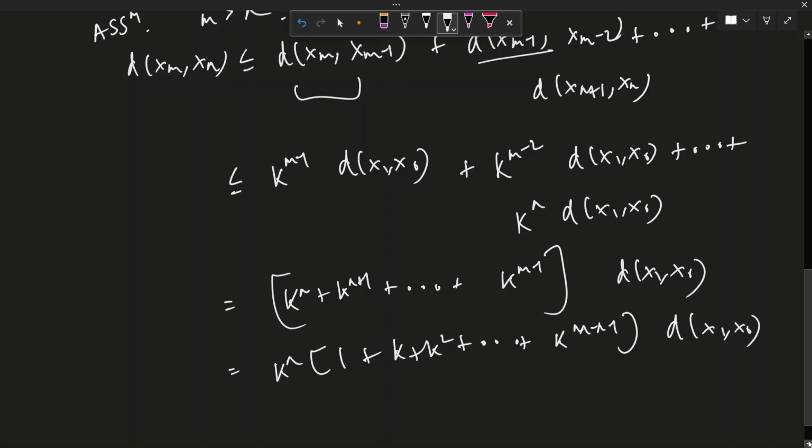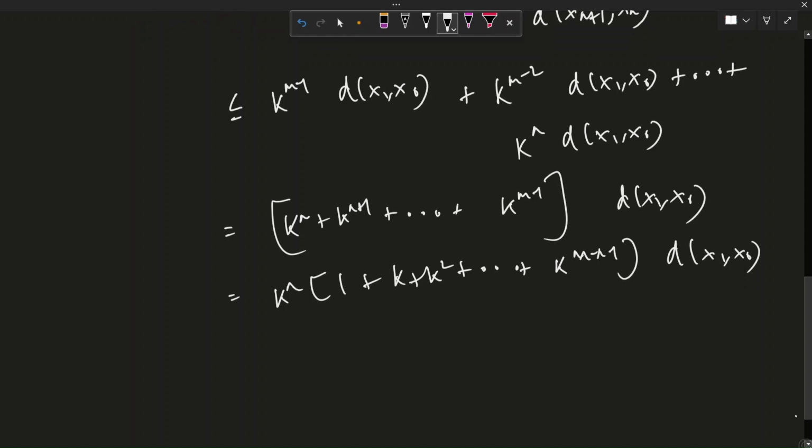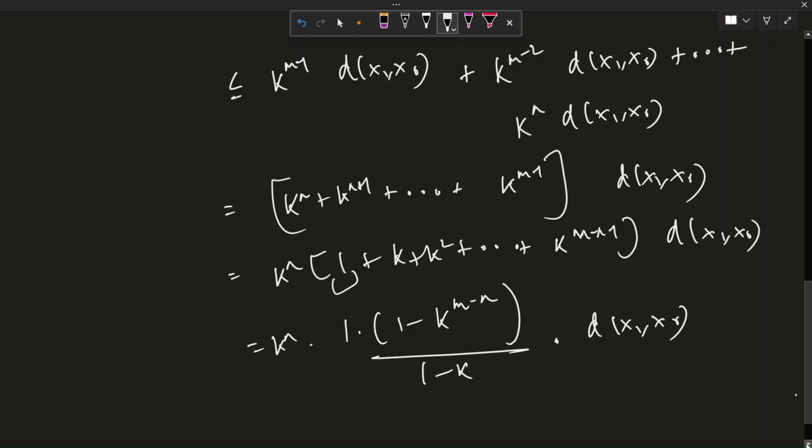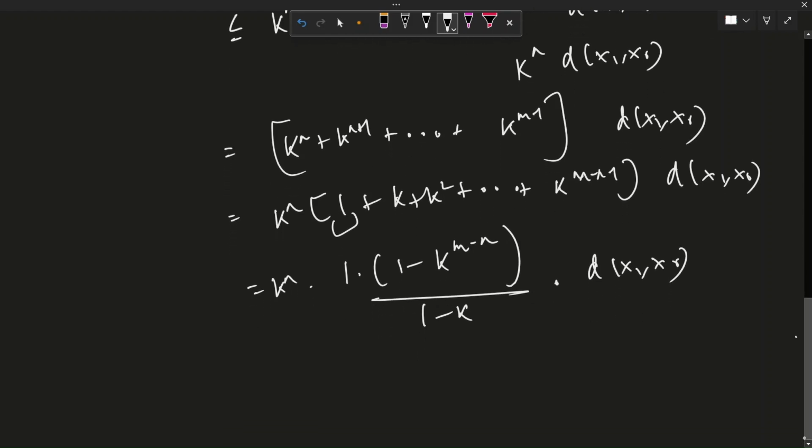Since k lies in the interval closed 0, open 1, I can use the sum of a geometric series. This is simply the first term, 1 minus the common ratio raised to the power of the total number of terms in the expression, over 1 minus the common ratio, multiplied by the distance between x1 and x0. Because of this minus sign, I can say that this quantity is less than or equal to k to the n over 1 minus k, the very first summand of this expression.